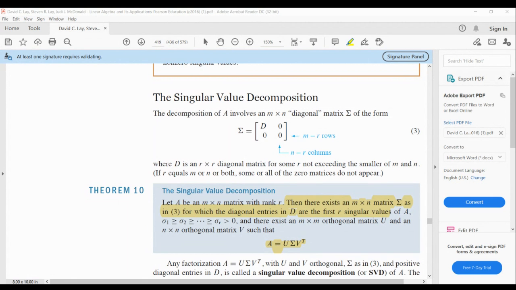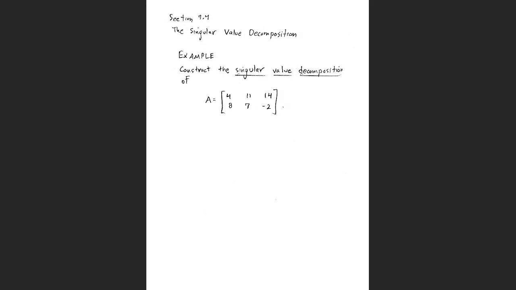Okay, so let me go ahead here. What we want to do is construct the singular value decomposition of this matrix A. All right, let me give you a moment to copy the example down.